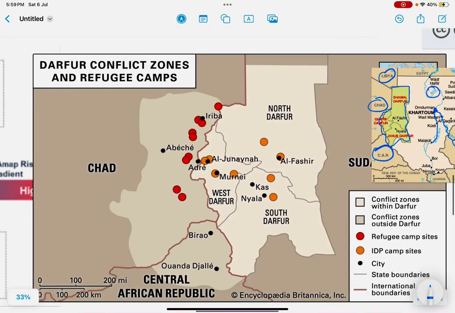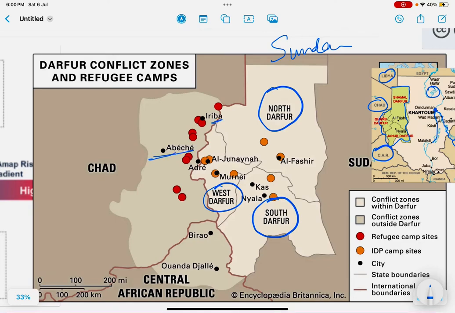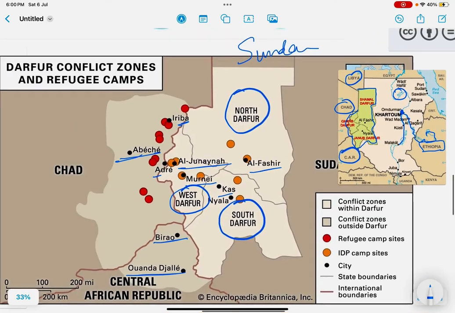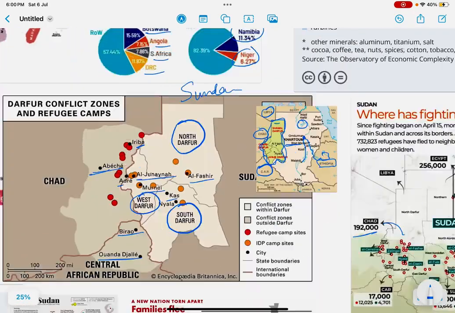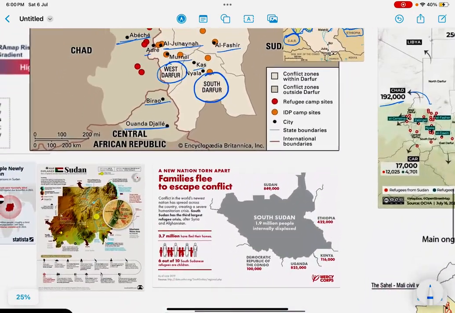So let's look at Sudan. Sudan is also going through conflict. So North Darfur, South Darfur, West Darfur. These are the camps in Abeche, Iriba, Adre, Al Junaid, Morini, Al Fasar, Kas, Biraw, Wadi Delaja, all of these places. You can see this map easily. We can zoom in and we can see that people have fled into Central African Republic and Chad and Libya. This is the region in Sudan which is in conflict. This region marked in blue. Right. So Sudan, we can see another map for Sudan.